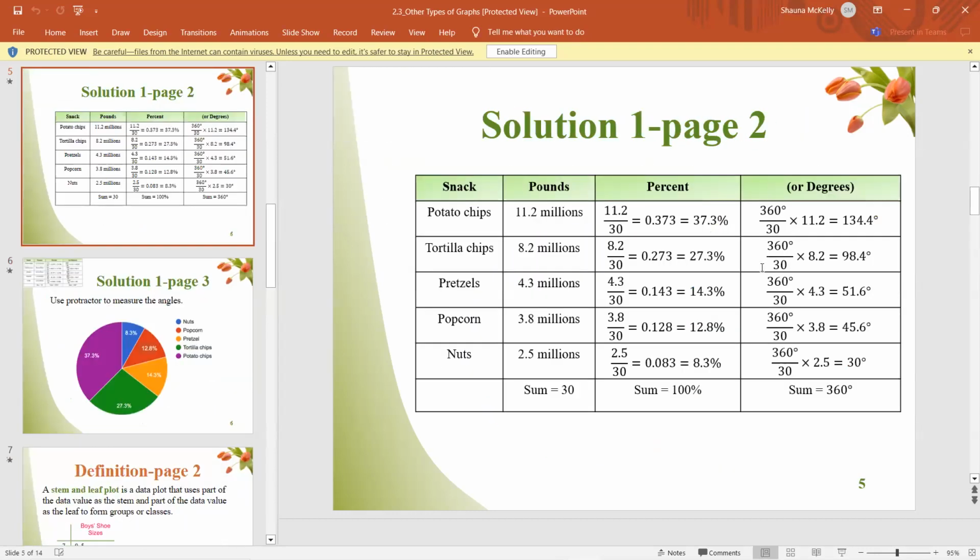Also, when you're doing the second and third one, you already have these percentages. Okay. So all you're doing here is multiplying the percentage by 360, because in effect, you've already done this first part, and you're just multiplying the answer by 360. So the math works out the same.